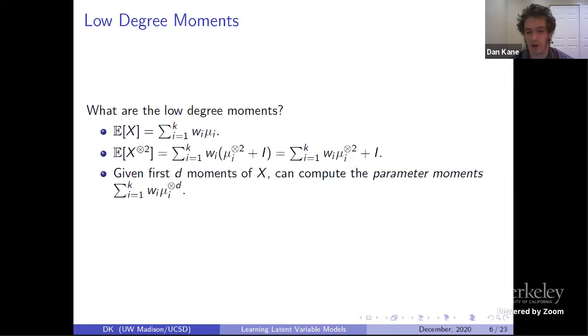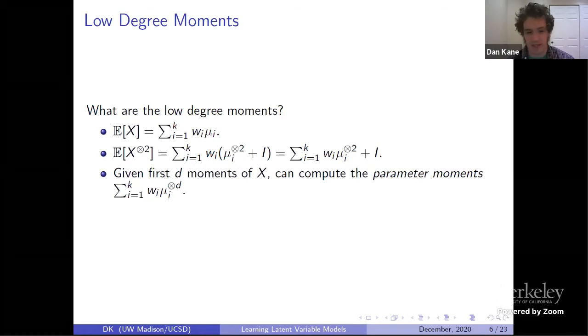And more generally, it's not hard to show that learning the first d moments of x is essentially equivalent to learning what I'll call the parameter moments of x, which is the sum i going from 1 to k of w_i times μ_i tensor d. These are basically the moments of the distribution that's just the distribution over the centers of these Gaussians and not the more general Gaussians themselves. And so this is what you can learn with moments.